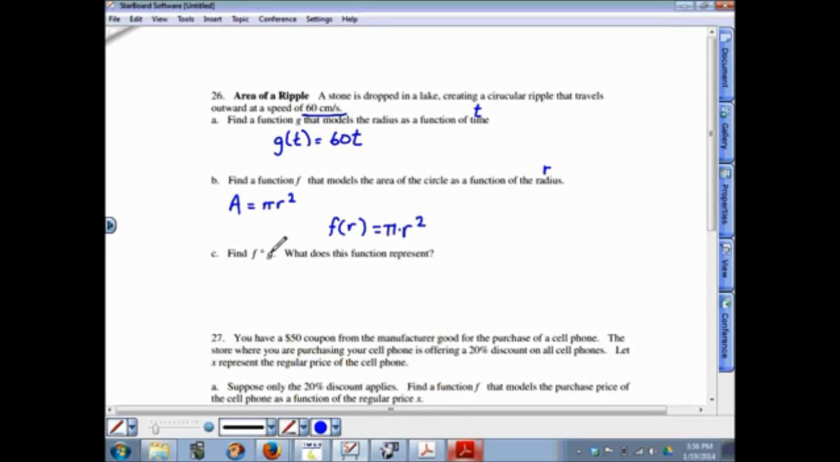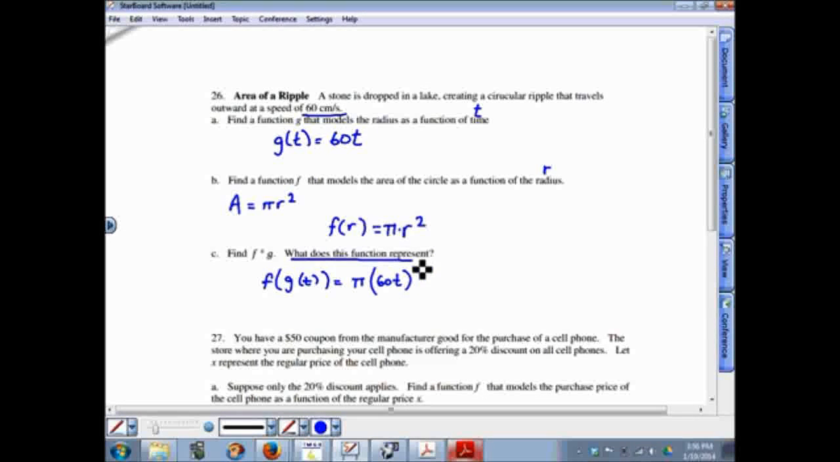Now f of g is what they're asking us to find. So f of g of t means that g of t is going to go inside of the f function for this input here, so it's going to be pi times the g function, which is 60t, squared.